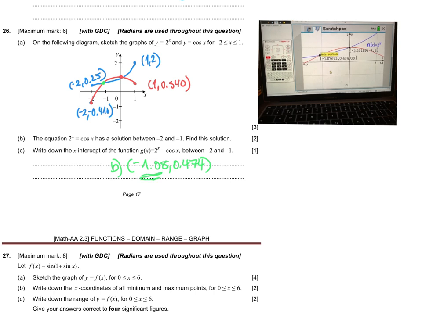Well, it's going to be -1.08. So if I tab and I put in that other function, 2 to the x minus cosine x, so see this x-intercept here of the black graph, yeah, they're the same, okay?